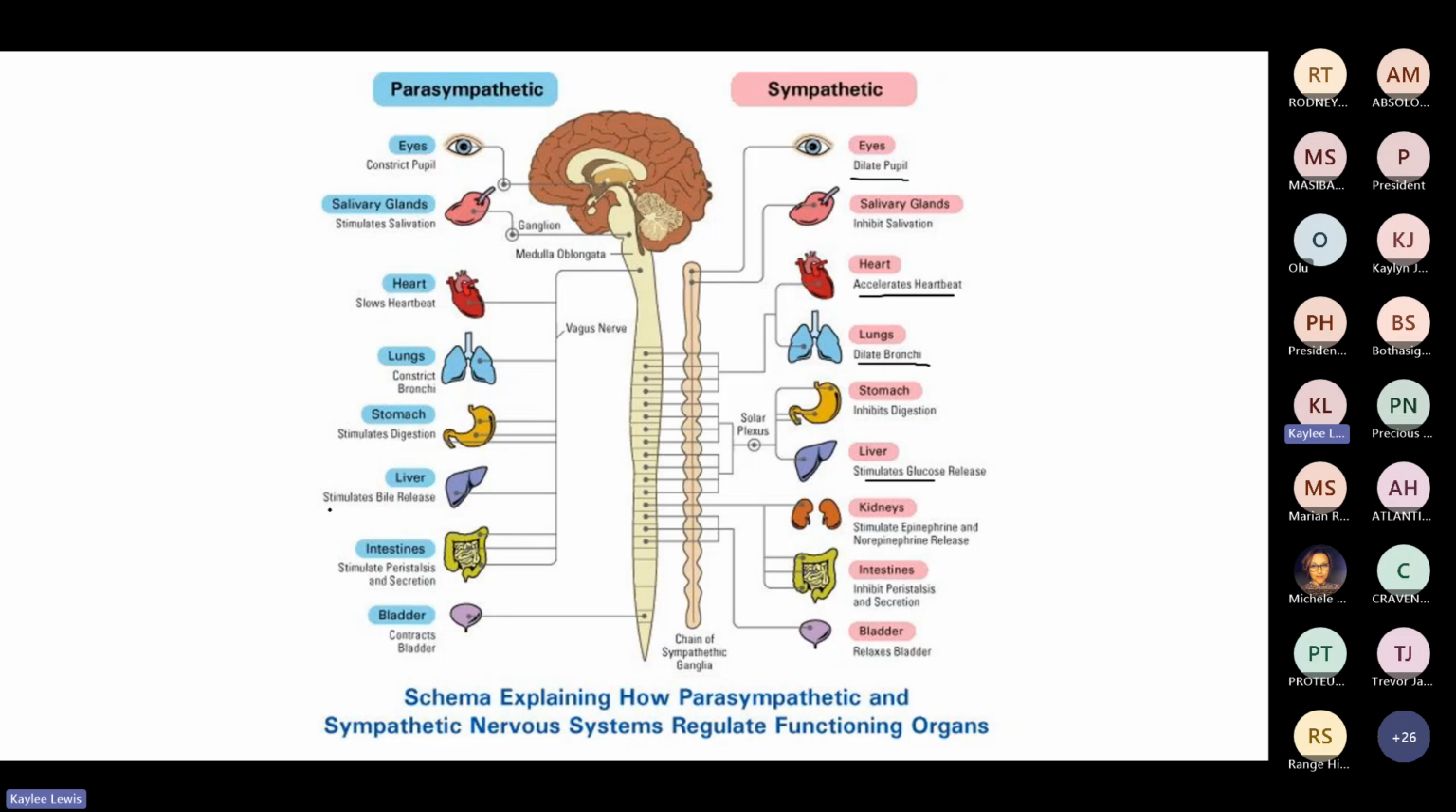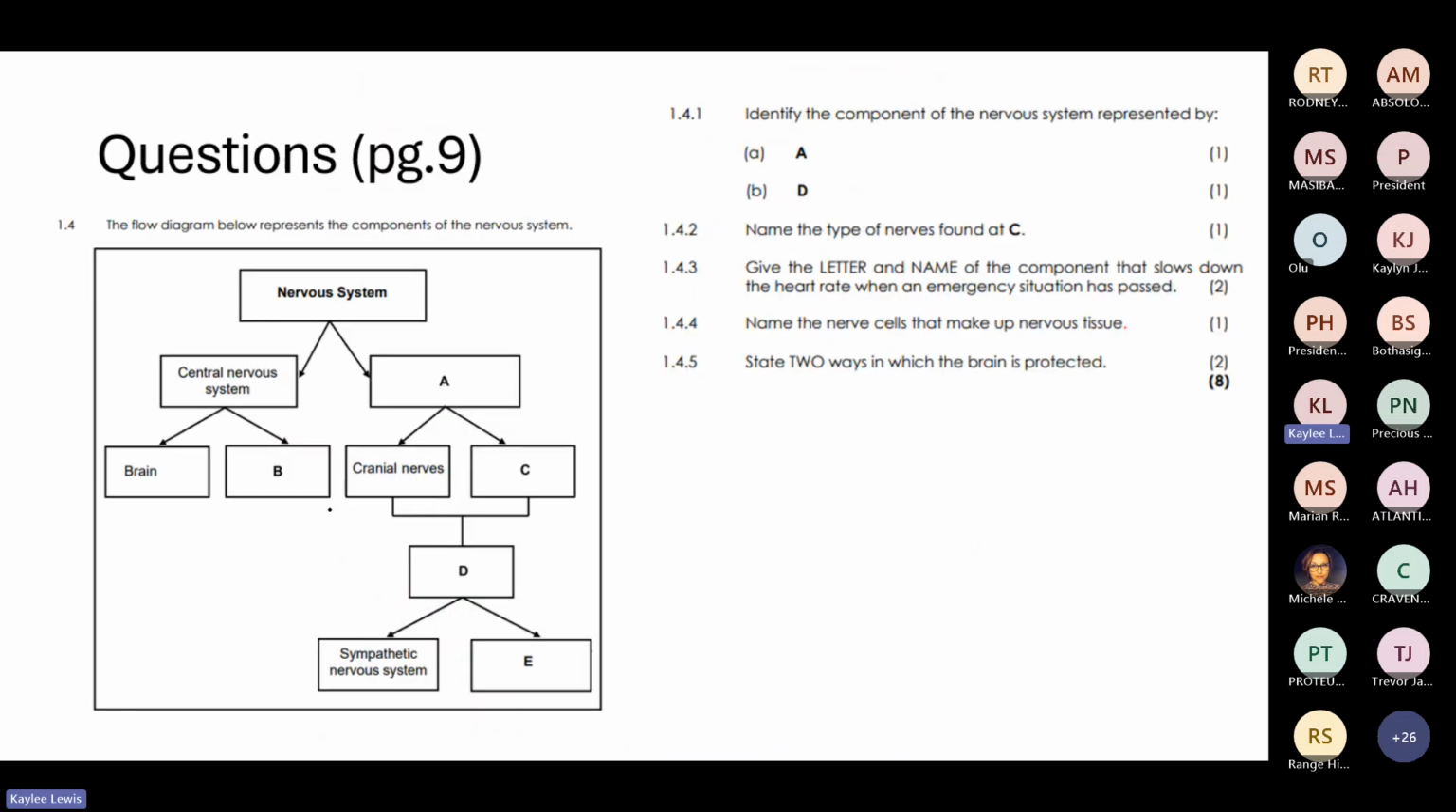All right, so let's carry on with our booklet. Let's go to page 9 and start with question 1.4. So this is for 8 marks. So I'm going to give you about 6 to 8 minutes to do this, and then we will discuss it and go through the answers.